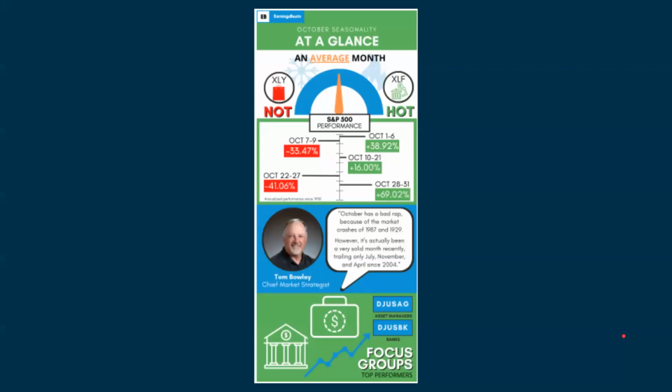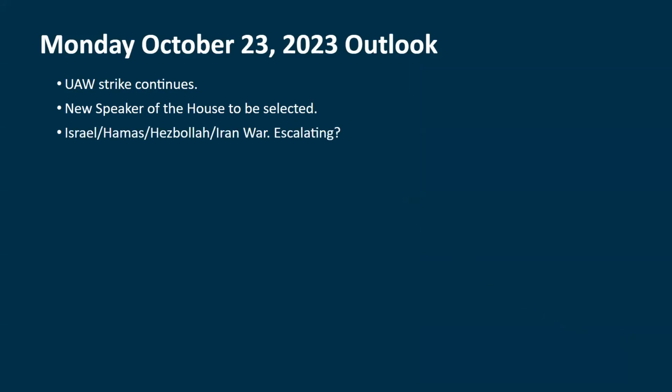Then every day I go through Tom Bowley's research, where we're in the middle part of October, where typically we see things more positive before we see things turn more negative, and then we see some positivity going into the latter part of October. So this is just for Monday's session. The UAW strike is still continuing. They still don't have a Speaker of the House. The Israel-Hamas war is continuing on, and they're wondering if it's going to escalate.